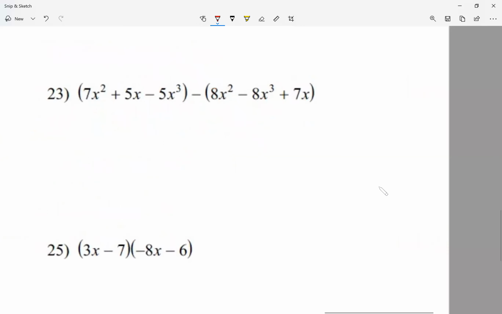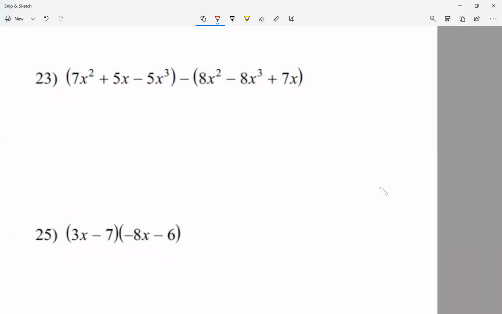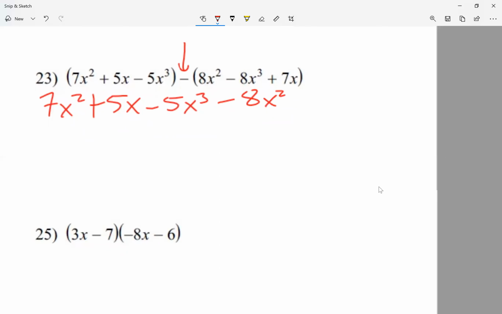All right, let's take a look at number 23. My first parentheses, let me just copy it as 7x squared plus 5x minus 5x to the 3rd. Now, because of the minus in between the parentheses, I'm going to switch the signs of the second parentheses. So let me write this as -8x squared plus 8x to the 3rd minus 7x. Notice I switched the signs of the second parentheses.